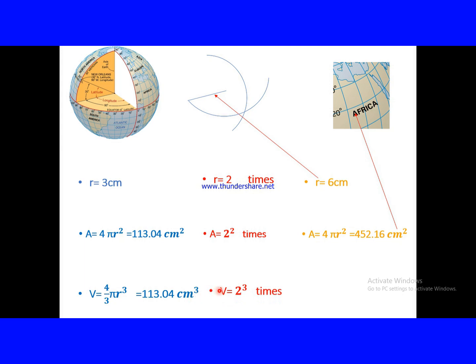Volume is changed 2 to the power 3 times, that is 8 times. Therefore, the volume of the larger globe is 904.32 cubic centimeter, which is 8 times the volume of the smaller one.